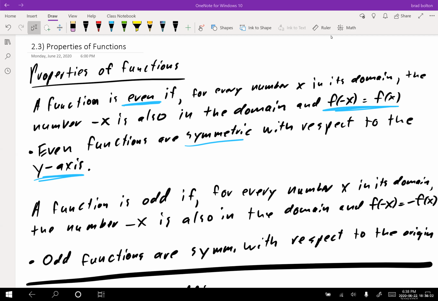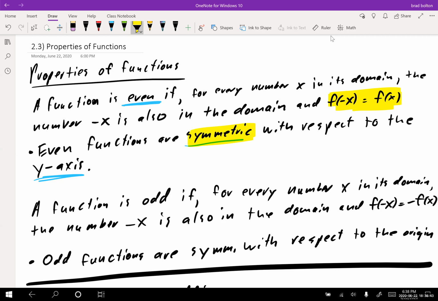So a function is considered even if for every x in its domain, the number negative x is also in the domain. But the big part that you guys really need to pay attention to is this. This basically says that if you take negative x and plug it into the function, you get back the same exact function you started with. That's what makes it an even function.